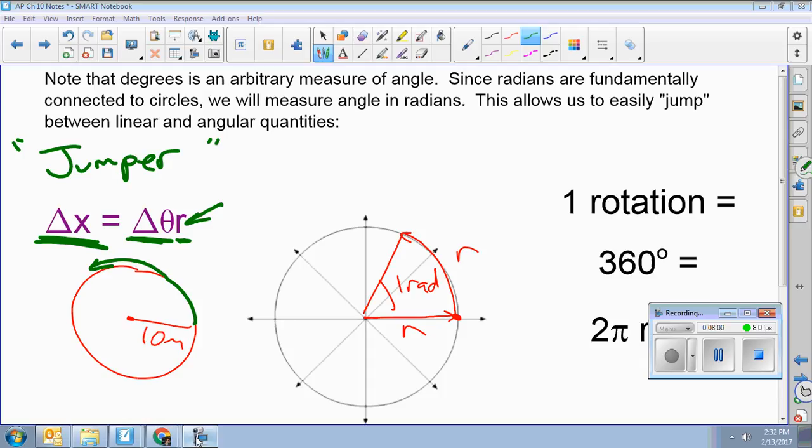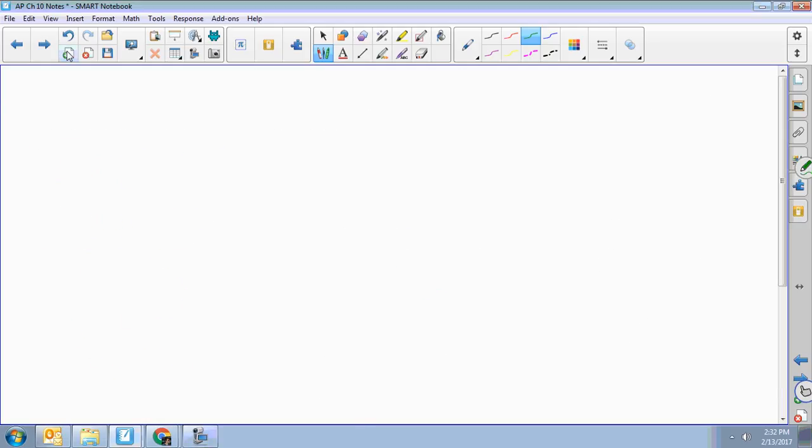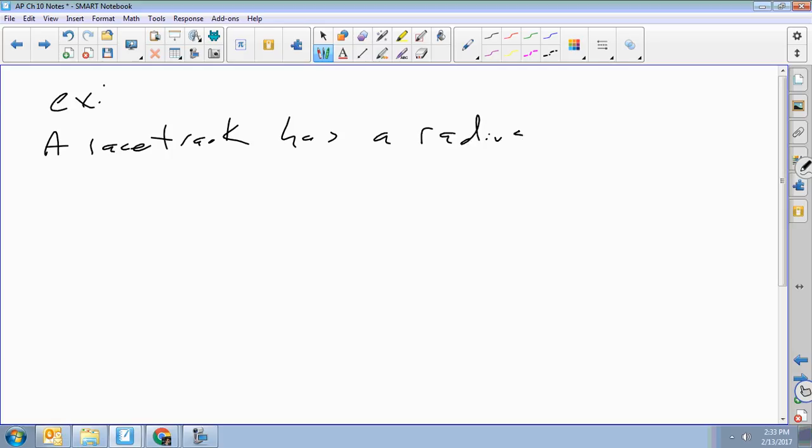Okay, so, I guess we should probably do a quick example of this. So, example. I don't know, a racetrack. Basically, the main reason I want to go through this example, it's a simple example, but I want to make sure you guys understand how these jumpers work, and so that you can see how the units work out. Okay? All right, so a racetrack has a radius of, whatever, 50 meters. Who cares?